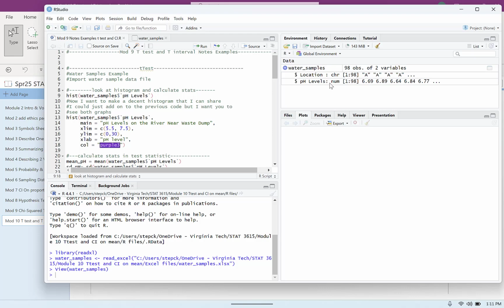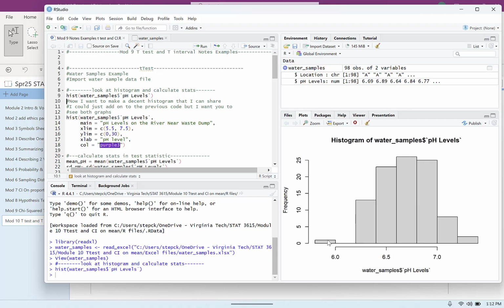Remember that we're graphing the numerical variable. We don't actually care about this categorical variable location right now. So if I run this, I get a basic histogram, which is good enough to see the shape of the data. If I don't like this, I can look at a box and whisker plot or a QQ plot, but the histogram is good enough.